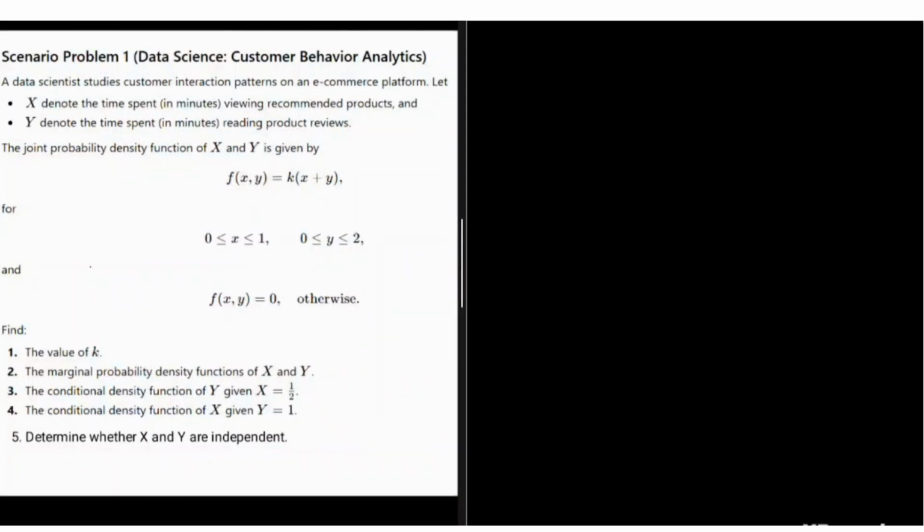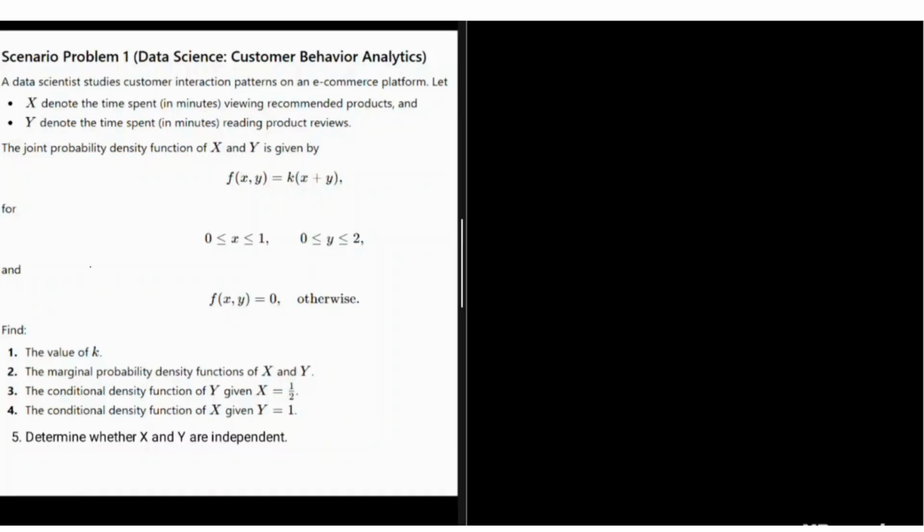In today's class, we are going to see a problem on two-dimensional random variable of continuous type. So the problem: a data scientist studies customers' interaction patterns on an e-commerce platform. Here you have two variables, x and y. x denotes the time spent viewing recommended products and y denotes the time spent in reading product reviews. So these two are your random variables.